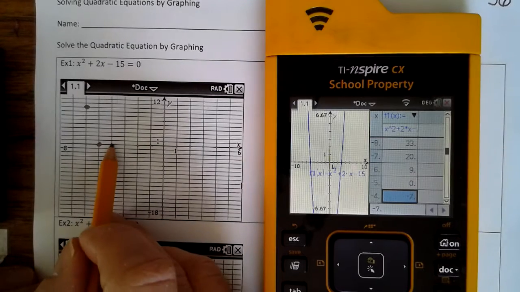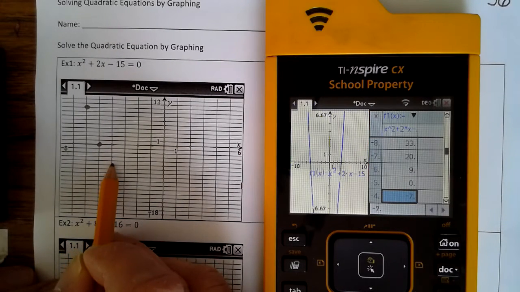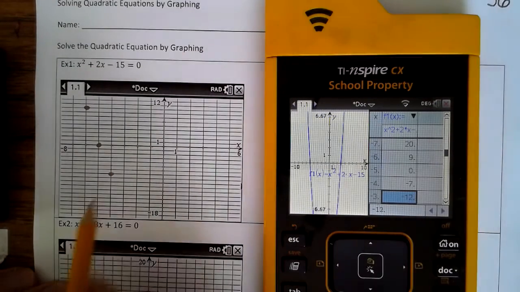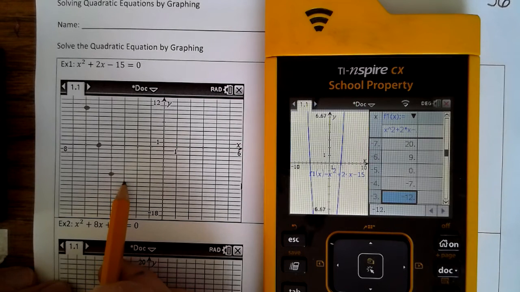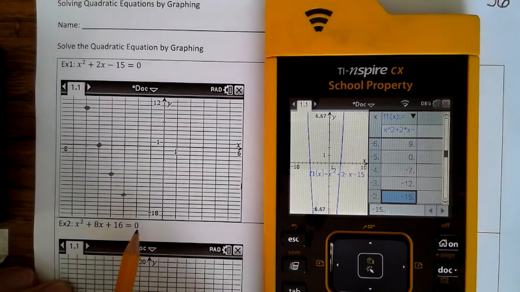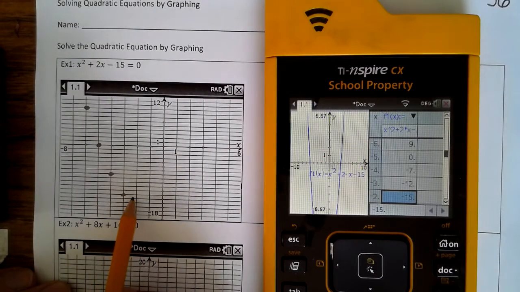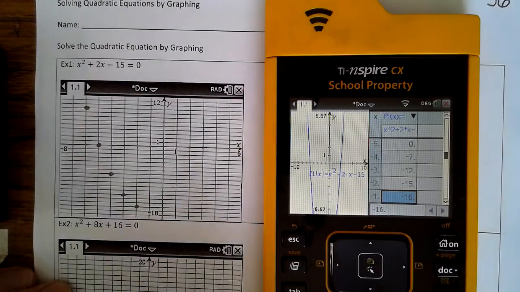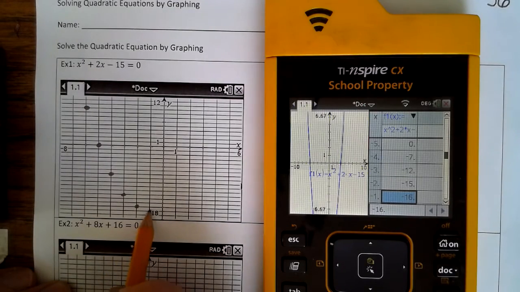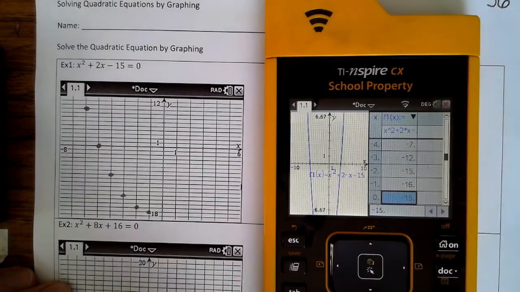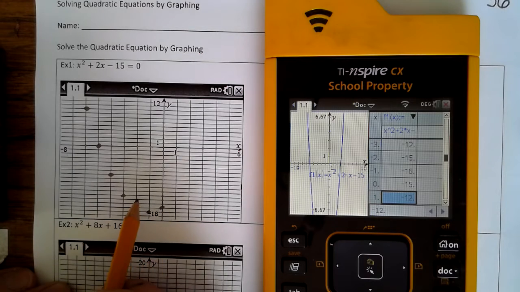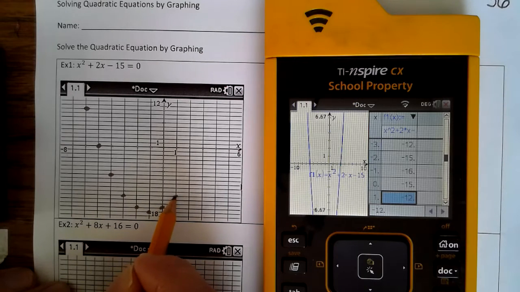-4, 1, 2, 3, 4, 5, 6, 7, so -7. -3, so that's -7, so -8, -9, -10, -11, -12. -2, 15, so this is -2, so that was 12, so 13, 14, 15. -1, so that's -16. 0, -15. 1, -12. And I know the point's -12 there because this was -12.